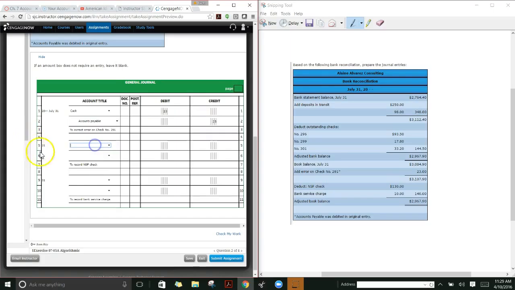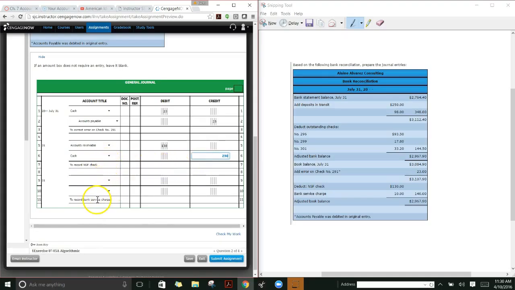Okay, the next one is a non-sufficient fund check. Deduct $130. So on this one, we need to add to our accounts receivable. And in that case, it was non-sufficient funds, $130. And we need to subtract from cash. Since it was a non-sufficient fund, they still owe us. So we're going to debit the accounts receivable, but we're going to credit cash.